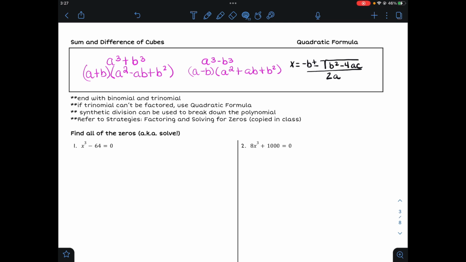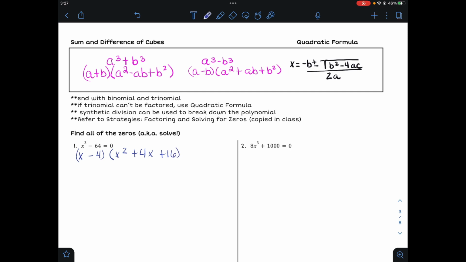So with the difference of cubes, you take the a value, which in this case is our x, and then the cube root of 64, which is 4. And there's also on Canvas a list of perfect squares and perfect cubes. If you don't know them, that might be a good thing for you to practice. And then we take the a and square it. And then the middle term is the a times b with a plus, so plus 4x. And then we square the last term. So a negative 4 and a negative 4 gives us a positive 16.